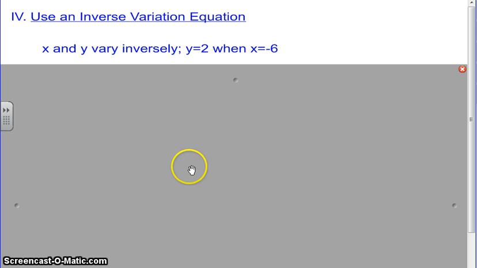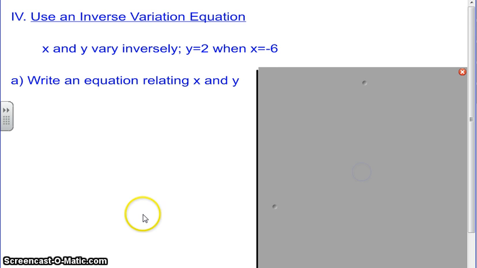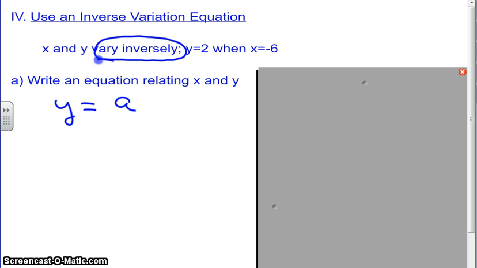when y equals 2 when x equals -6, write an equation relating x and y. Okay, so when you see these two words in the same sentence, varying inversely, then you might want to write the model for inverse variation. And it is y equals some constant of variation, right, over the input.